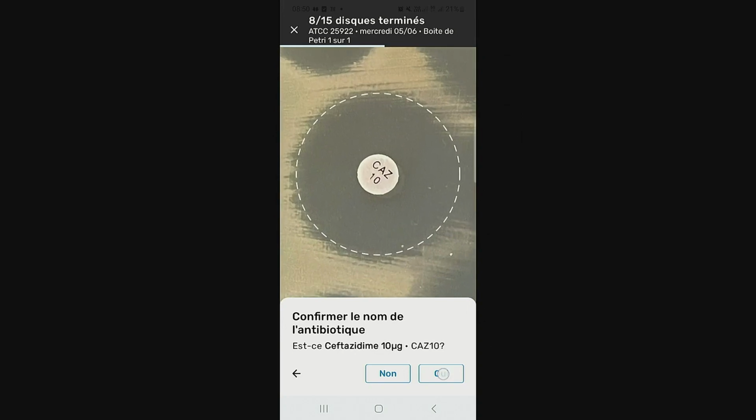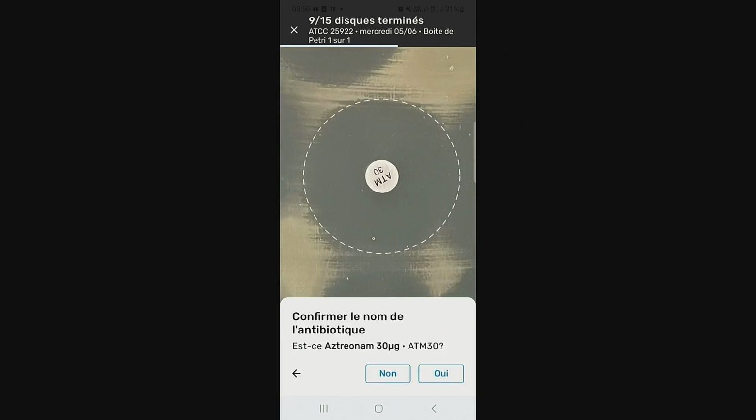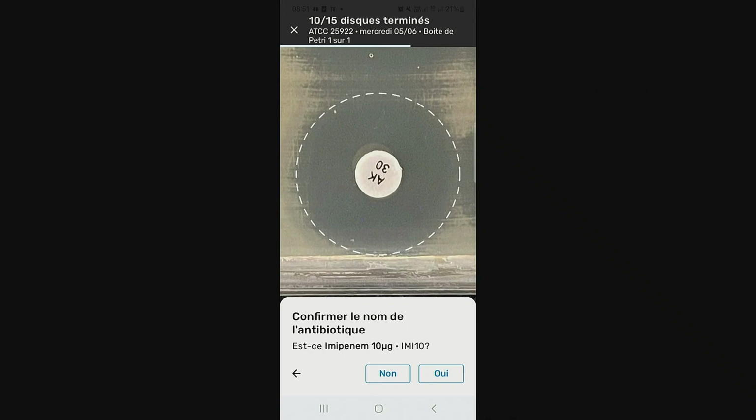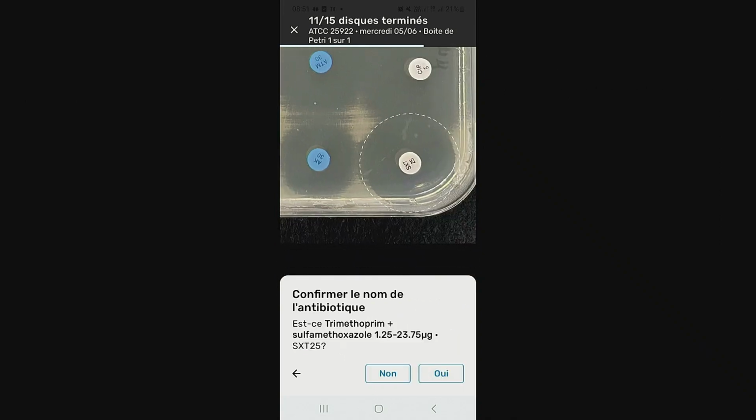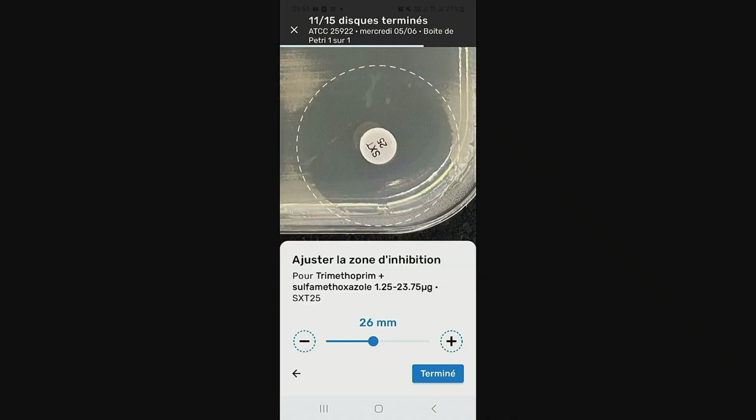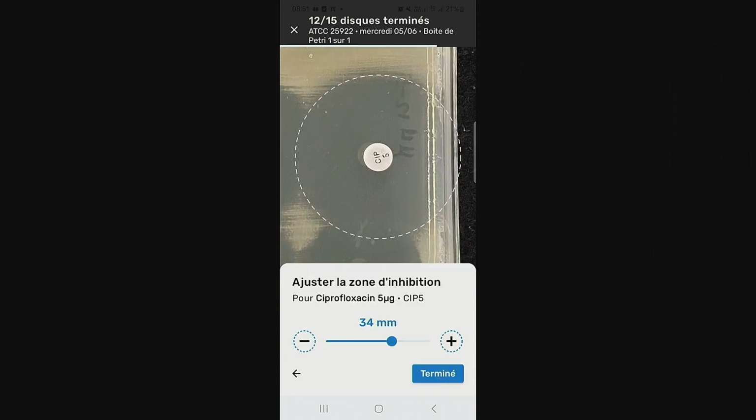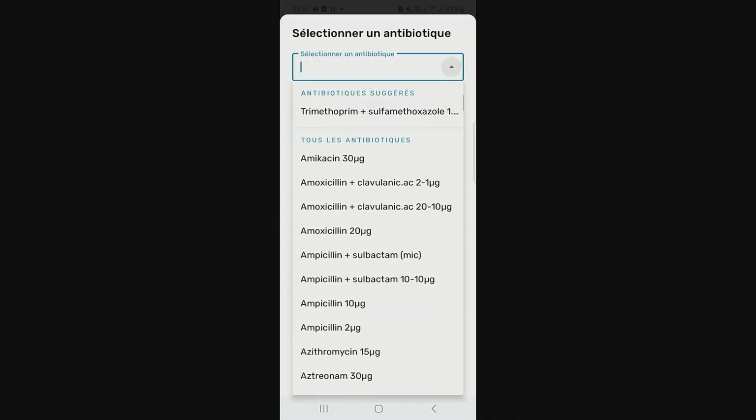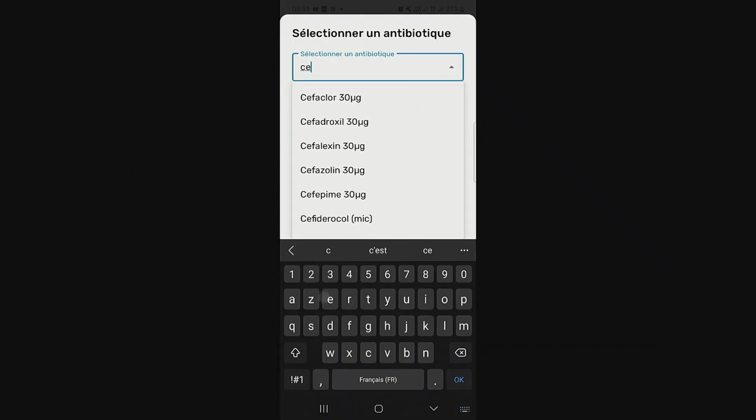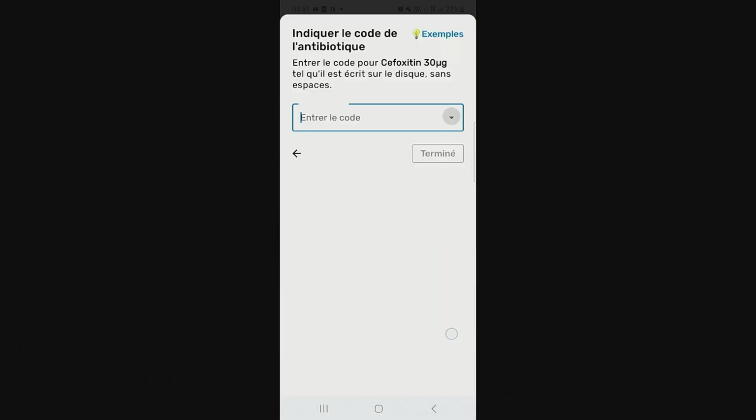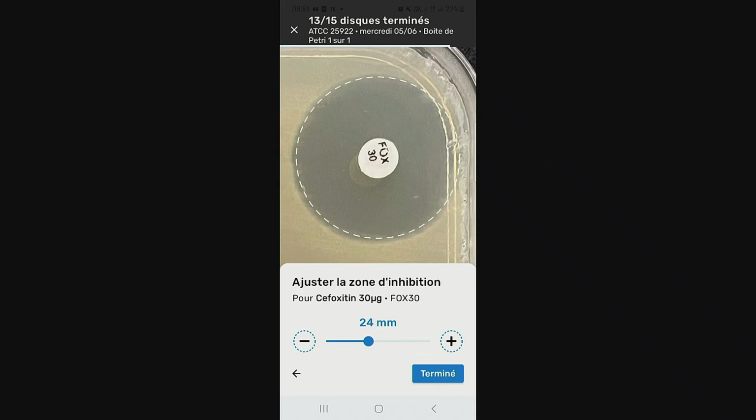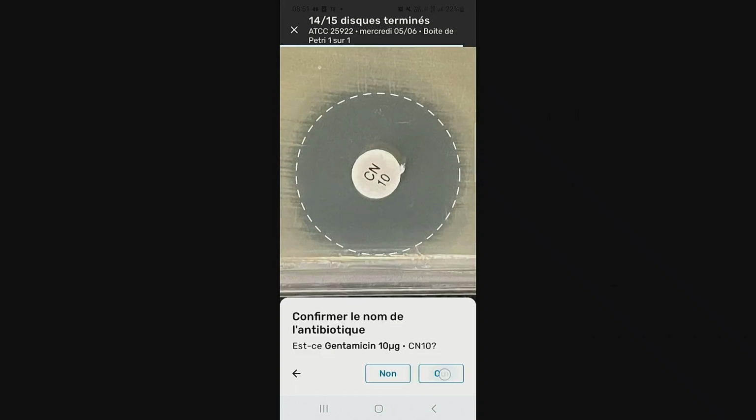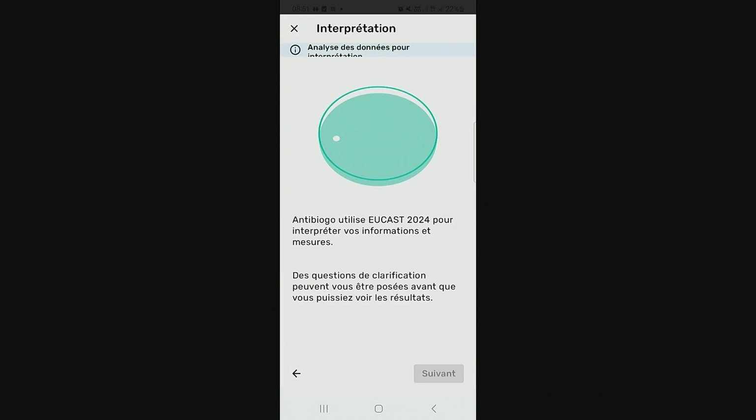Ampicillin, yes. Ceftazidime. Aztreonam. Amikacin. Cipro. Here, we adjust the name because it was not the correct name, and we will also adjust the inhibition zone. And now we will have the results.